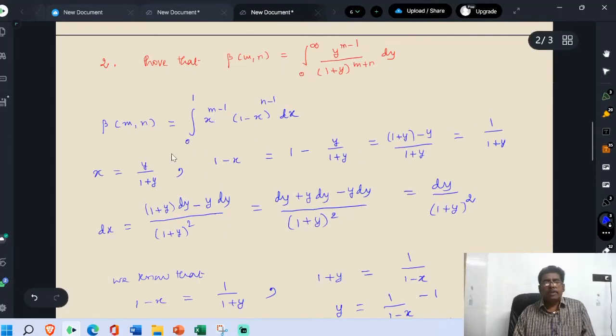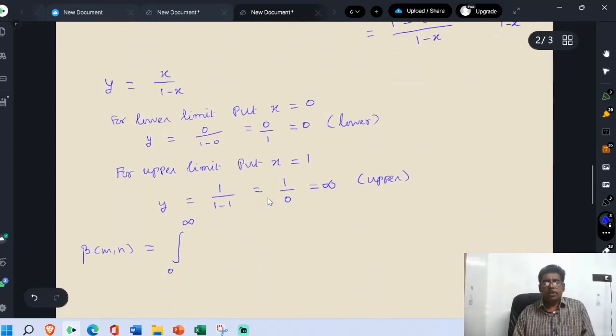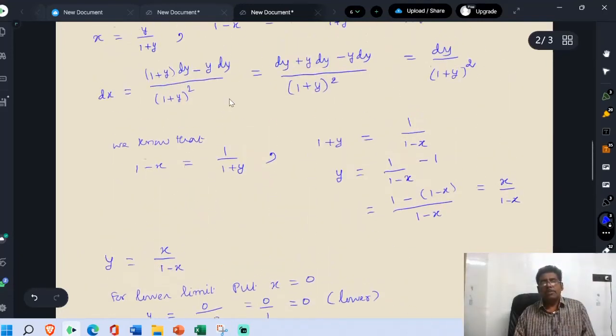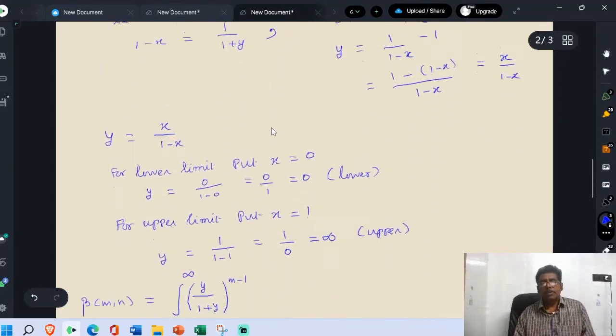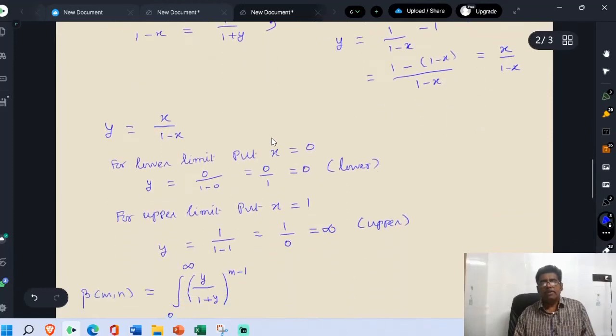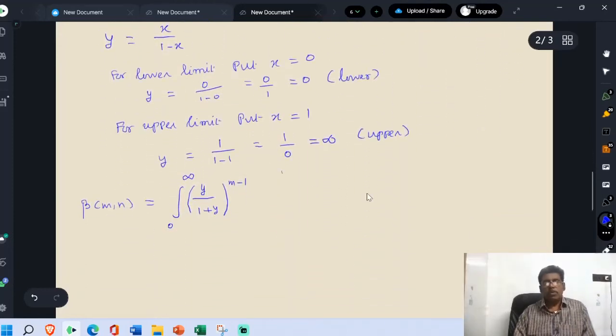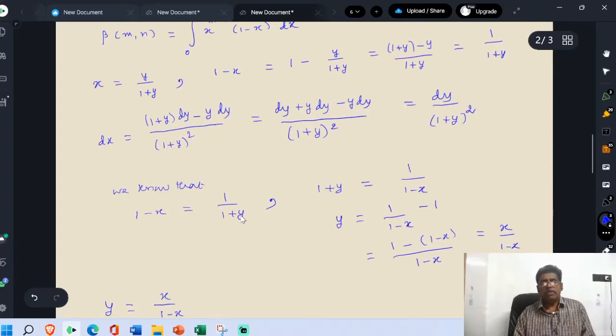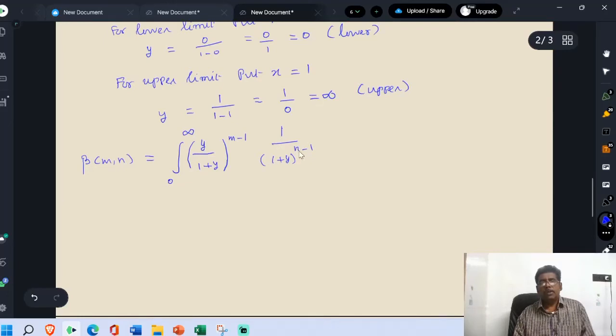What about the value of x? x equals y divided by 1 plus y, whole power m minus 1. Then the value of 1 minus x is 1 divided by 1 plus y. Here 1 minus x power n minus 1, therefore 1 divided by 1 plus y power n minus 1.